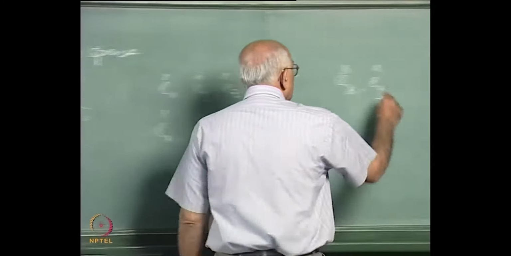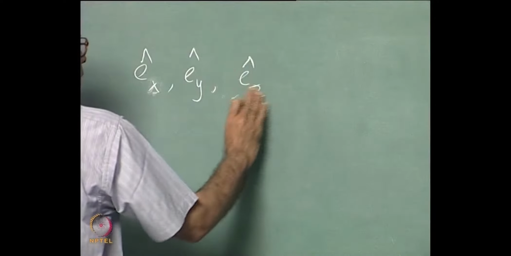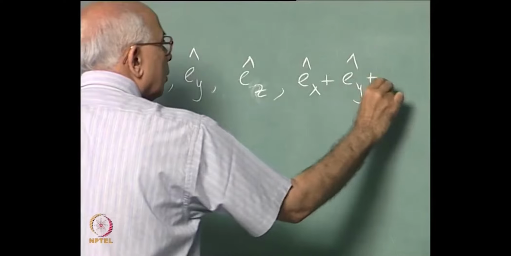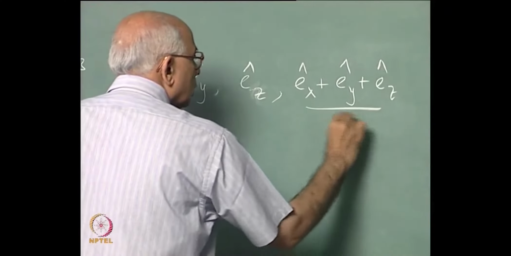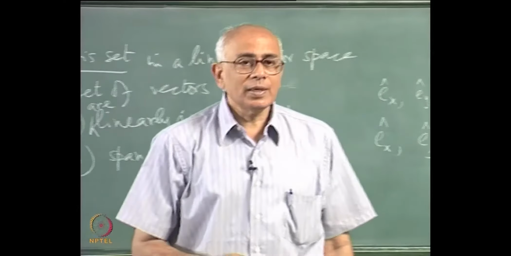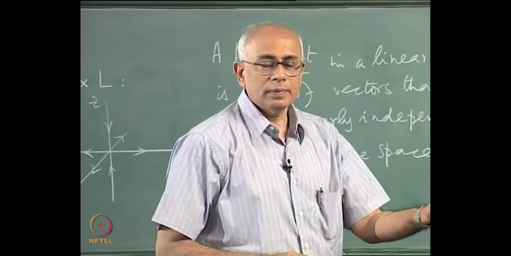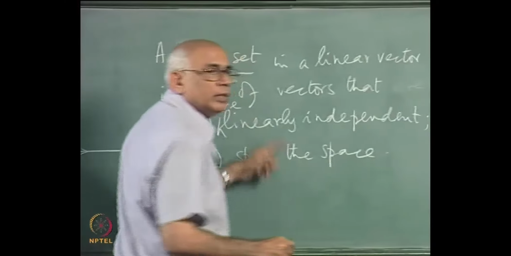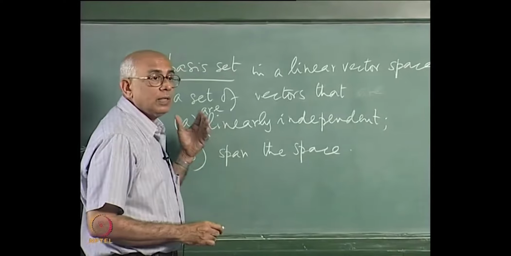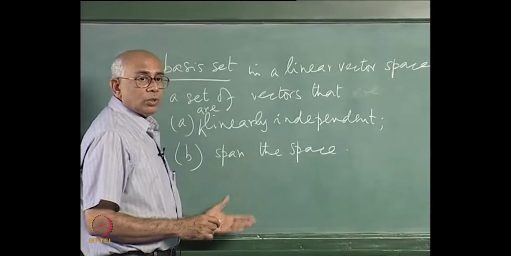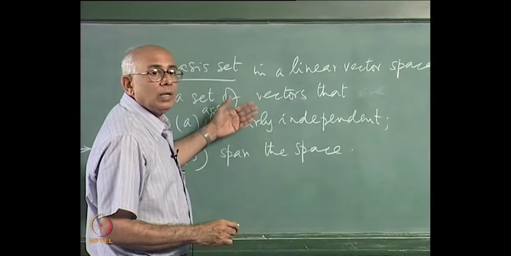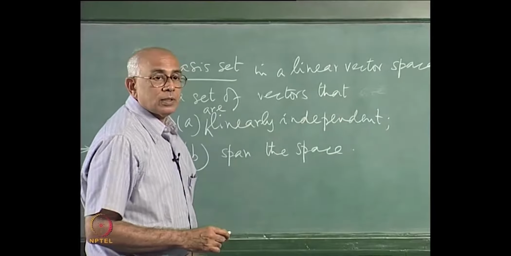On the other hand, take this vector, this vector, this vector, and for instance Ex plus Ey plus Ez over root 3. Does this set span the space? Yes it does, but they are not linearly independent. So these two concepts are different from each other. You may have a set of vectors which are linearly independent of each other, but they do not span the space. You may have a set of vectors which span the space but which are not linearly independent of each other, such as that one there.